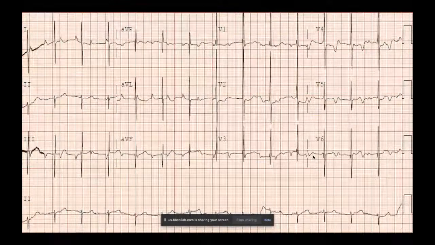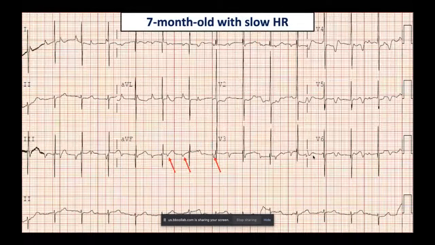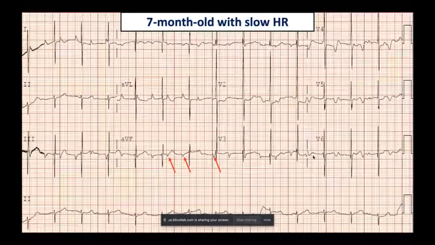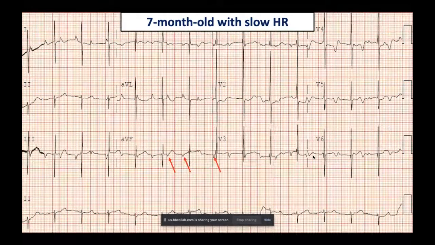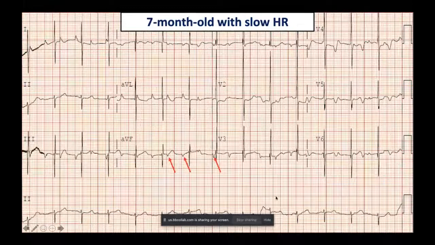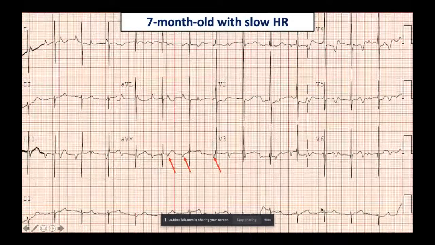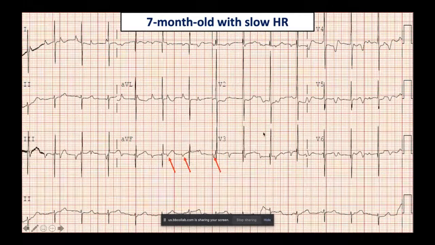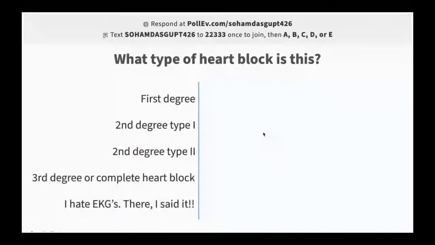Okay, so this is a 7-month-old that recently showed up in our emergency room with a slow heart rate. The way this was picked up is because she came to the emergency room with a viral infection, and the emergency room doctor listened to her heart rate and thought it was slow for a baby, so obtained an EKG. And I have pointed out your P waves, or your atrial activity, with the red arrows. The heart rate for this baby, as you can see, is about 75 beats a minute, which is pretty slow for a 7-month-old baby.